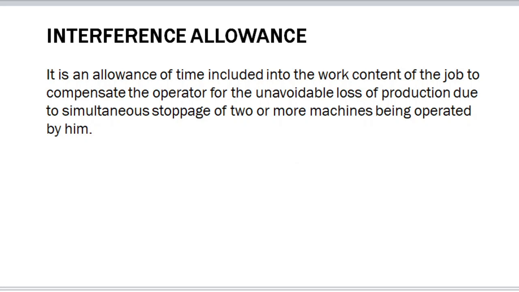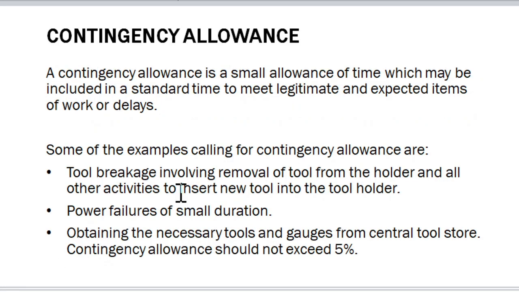Next, there is contingency allowance. A contingency allowance is a small allowance of time which may be included in a standard time to meet legitimate and expected times of work or delays. Some of the examples calling for contingency allowance are tool breakage involving removal of tool from the holder and all other activities to insert new tool into the tool holder.